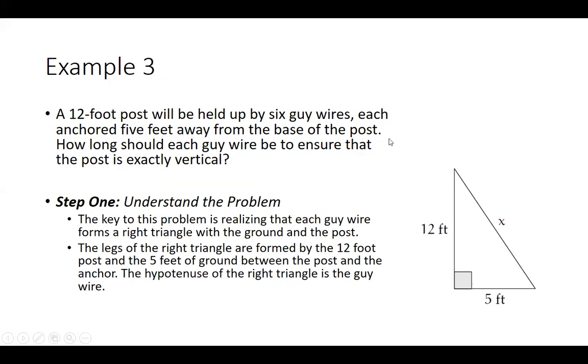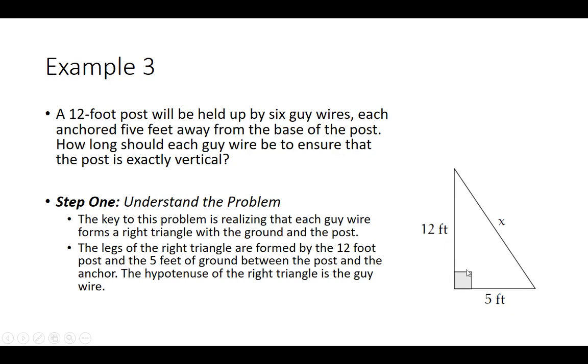Example 3. A 12-foot post will be held up by 6 guy wires, each anchored 5 feet away from the base of the post. How long should each guy wire be to ensure that the post is exactly vertical? So the key to this problem is realizing that each guy wire is going to form a right triangle with the ground and the post.